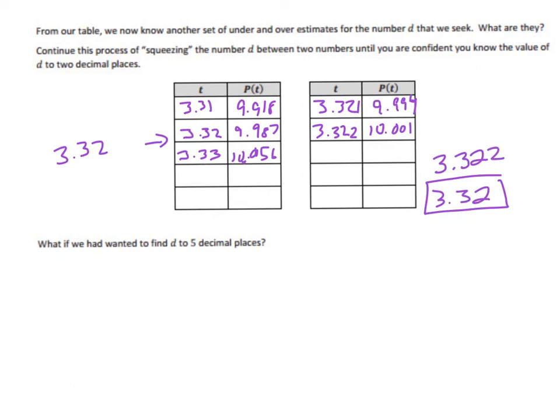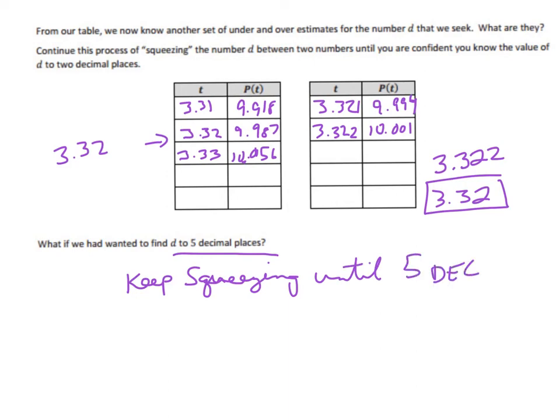What if we had wanted to go out to 5 decimal places? Well, if we had to keep going out, we would just keep squeezing, which means keep estimating. So I'll call it keep squeezing until you can get to 5 decimal places. So you just keep doing it over and over like a guess and check. Obviously this is going to bring something up that we're going to want to talk about eventually, which is there's got to be a system to deal with this and not keep doing guess and check.